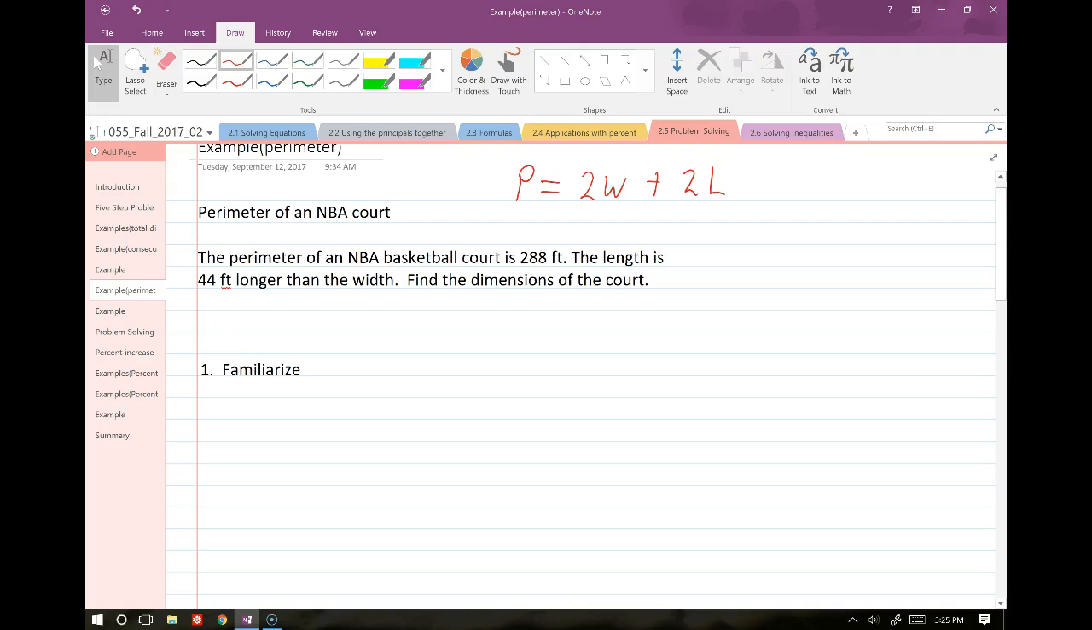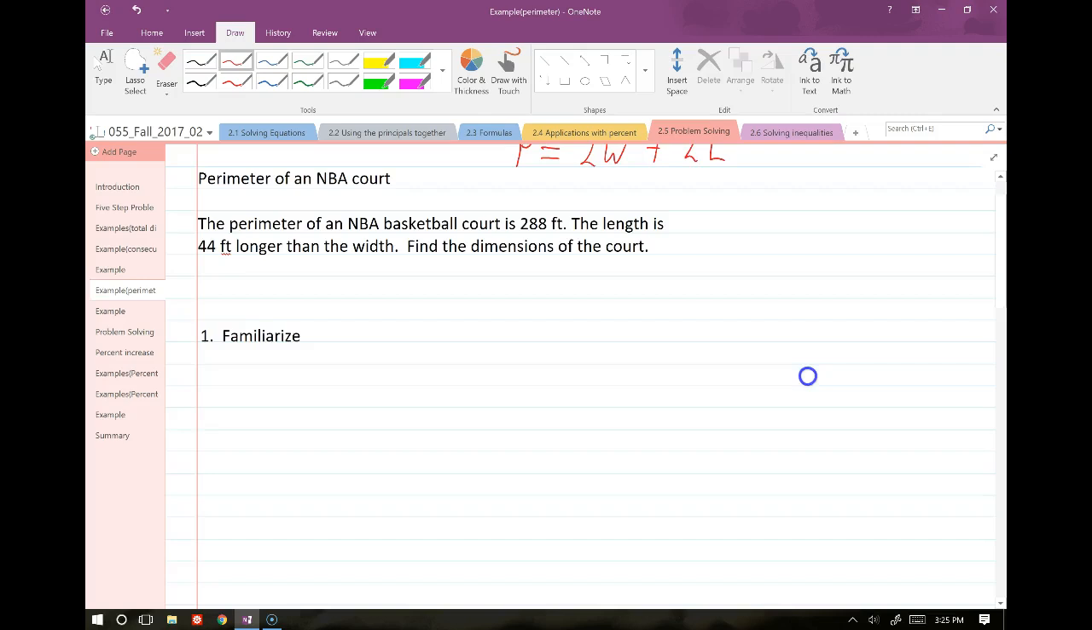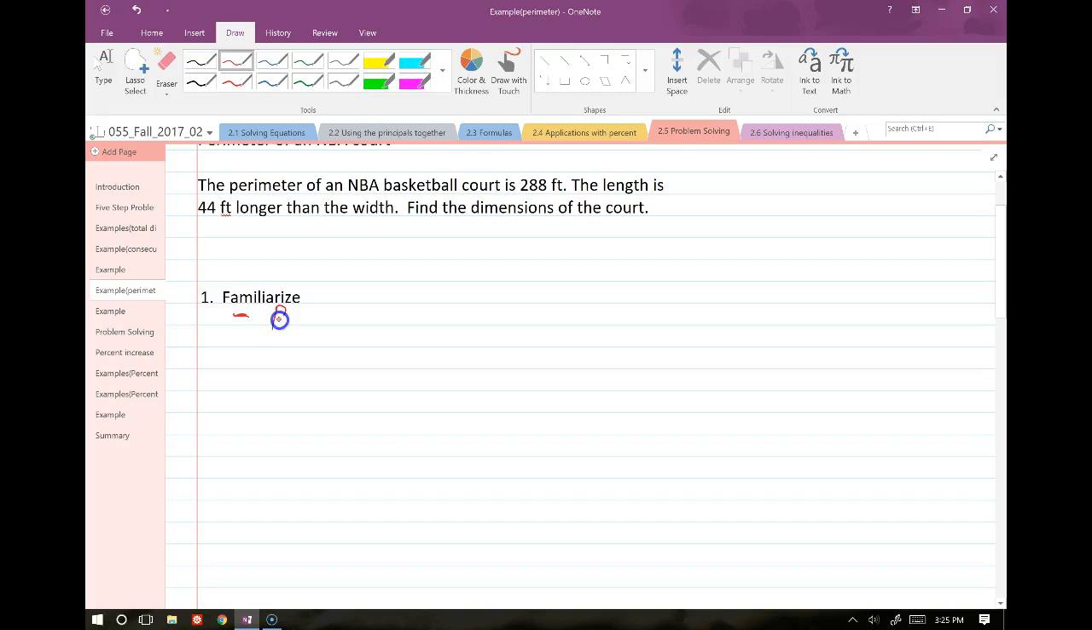So the perimeter of an NBA basketball court is 288 feet. The length is 44 feet longer than the width. Find the dimensions of the court. So to familiarize ourselves with this, first of all, we just note real quick, we're going to use this equation, P equals 2W plus 2L, right? And once you recognize the equation you're supposed to use, it becomes a little bit easier after that, right? So now we know that we just need to plug things in. We have P. We just need to plug things in for W and L.